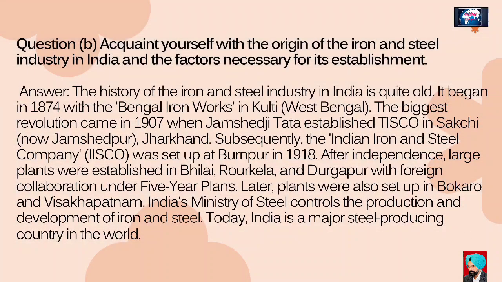Question B. Acquaint yourself with the origin of the iron and steel industry in India and the factors necessary for its establishment. Answer: the history of the iron and steel industry in India is quite old. It began in 1874 with the Bengal Iron Works in Kalti, West Bengal. The biggest revolution came in 1907 when Jamshedji Tata established TISCO in Sakchi, now Jamshedpur, Jharkhand. Subsequently, the Indian Iron and Steel Company, ISCO, was set up at Burnpur in 1918.